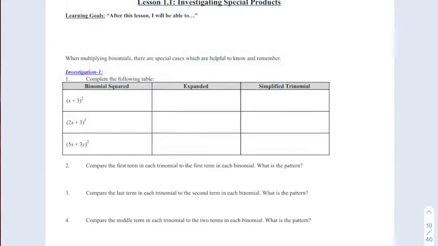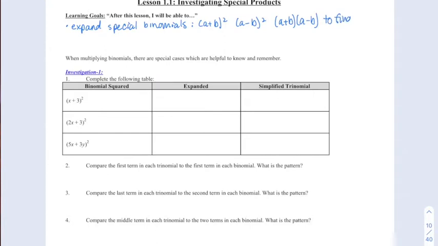Well, the first goal of this lesson is to expand special binomials. So what are special binomials? Okay, they are in these three forms. Okay, and we are going to find a pattern in the result. So that's our first goal for today.